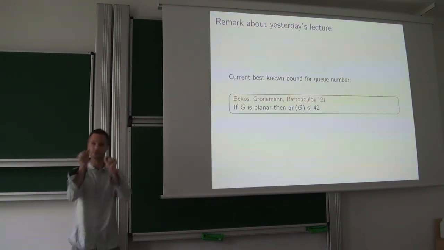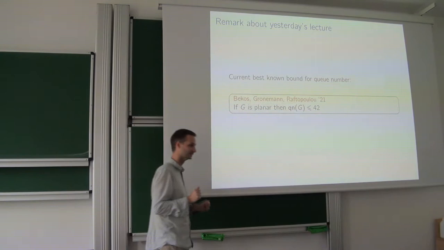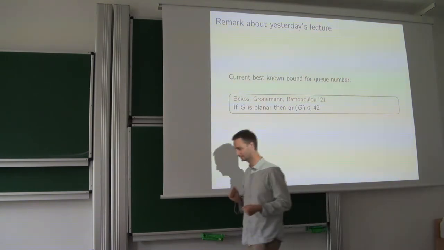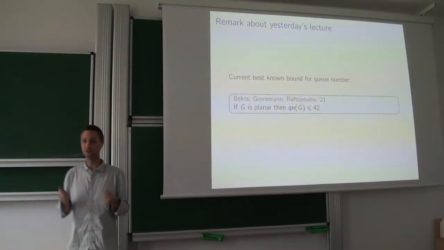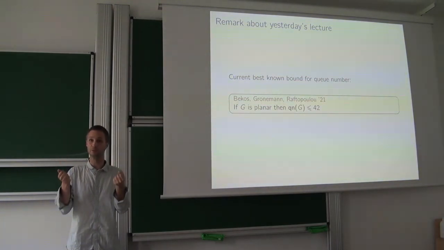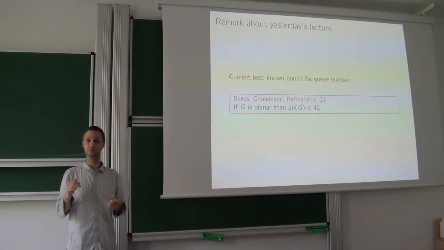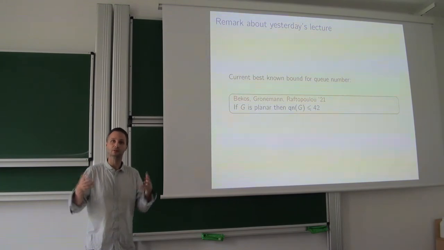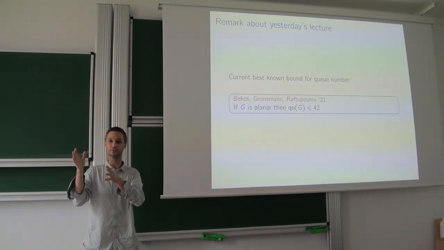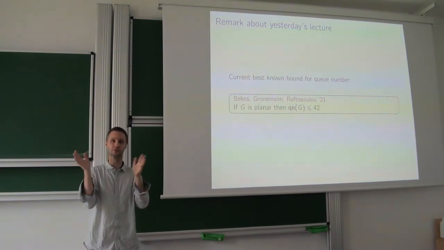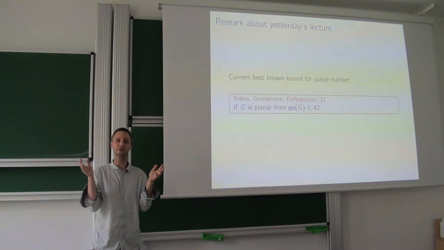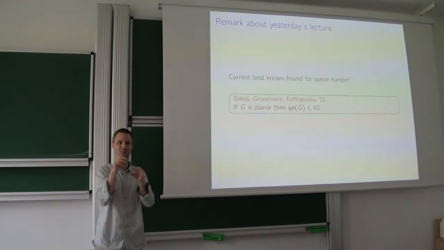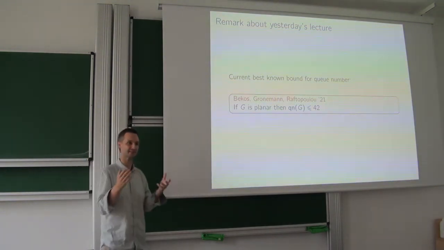Okay, so, oh yes, first, a small remark about yesterday's lecture. If you remember, at the end of the lecture yesterday, there was a very good question from one of you asking essentially the following. We've seen a proof for bounding the queue number of planar graphs, and the best bound I mentioned was 49 from the original paper. The question was essentially: in that proof, you only look at the product structure and forget that the graph is planar. Can't you do a little bit better if you use the fact that the graph is planar and that some of the edges of the product are not there?